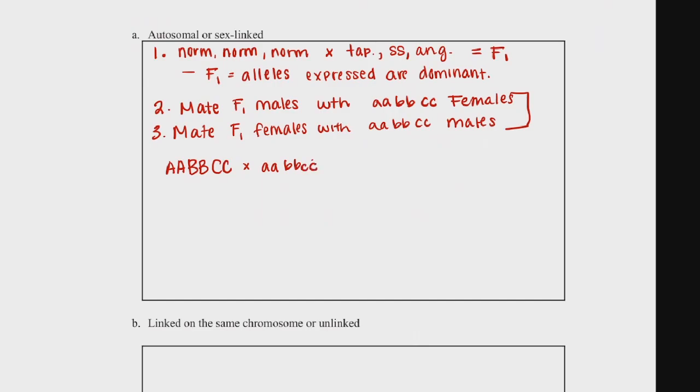But then if it was X-linked, it would look something like that, but this is only one part of it. We would have to do multiple different crosses. And then we would just see that the ratios of offspring and phenotypes would be, in this case, the same for both sex-linked and autosomal.